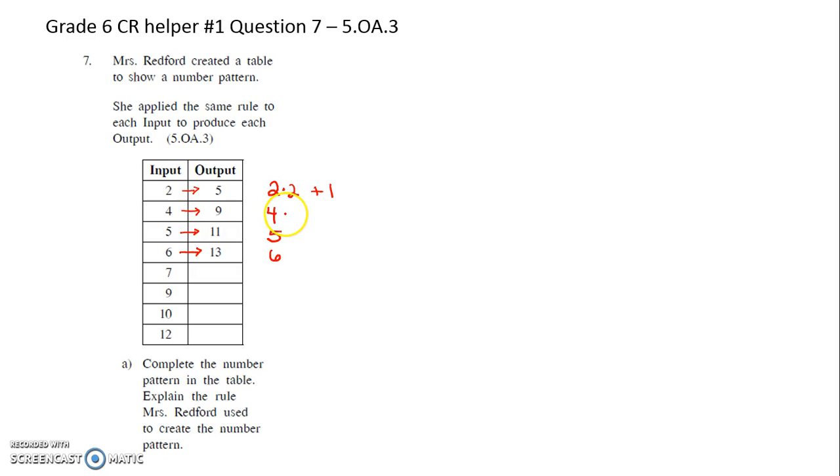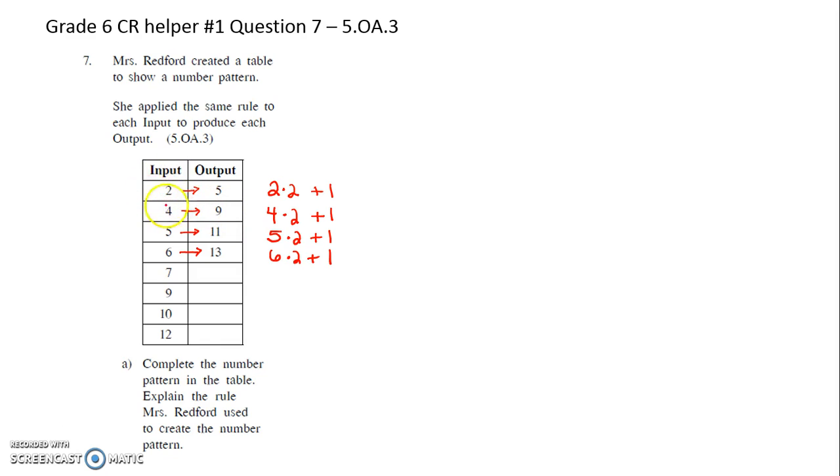4 to 9. 4 times 2 is 8. 9 is just 1 more than that. 5 to 11. Well, 5 times 2 is 10. 11 is just 1 more than 10. From 6 to 13, 6 times 2 is 12, and 13 is just 1 more than 12. So that's kind of how I build the rule.